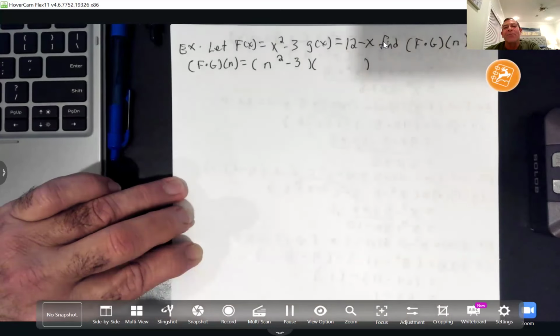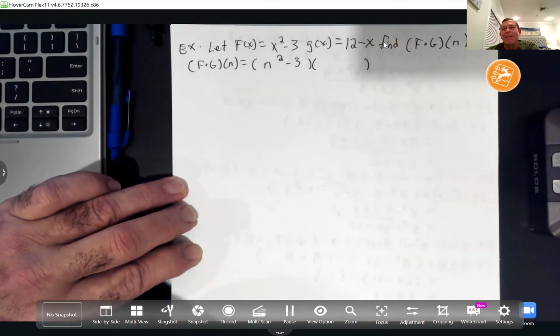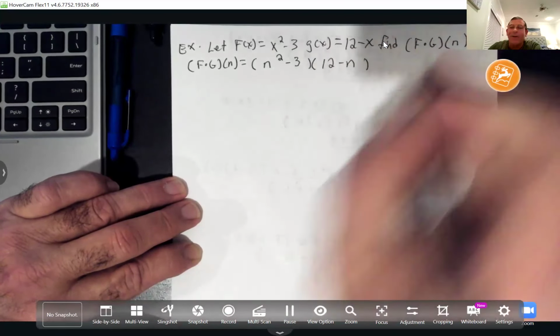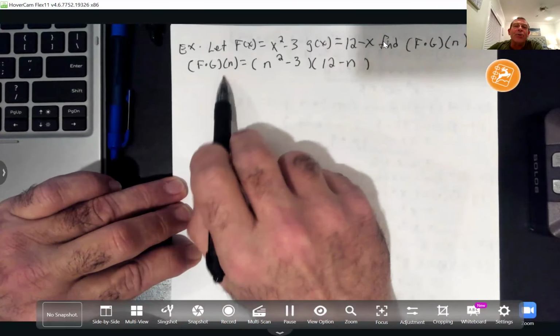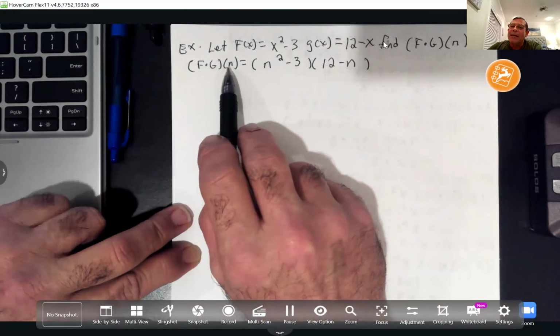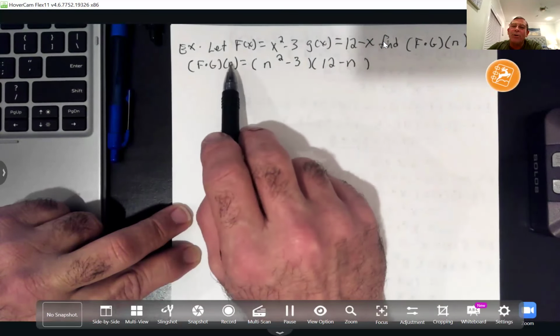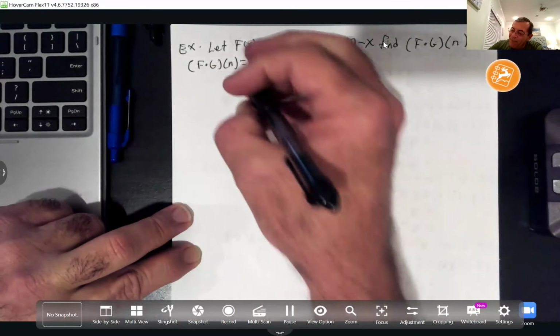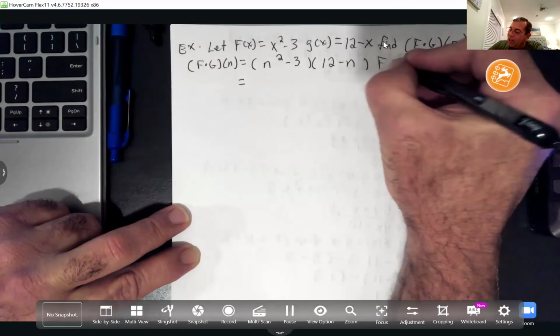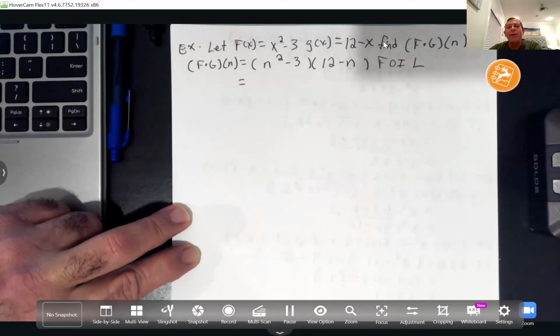So what's going in the second one? 12 minus n. There you go. Okay. So this is just to throw y'all a curveball to make sure y'all are paying attention. Since I didn't put an X here, I want you to put that in over here. All right, y'all, you're multiplying, so we get to FOIL again.